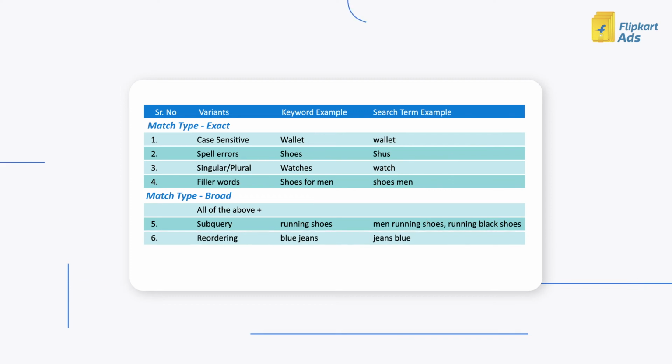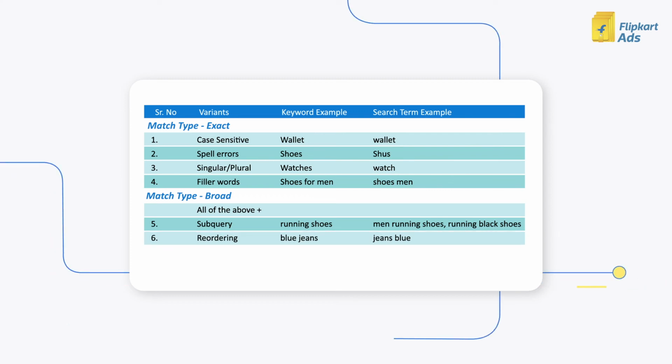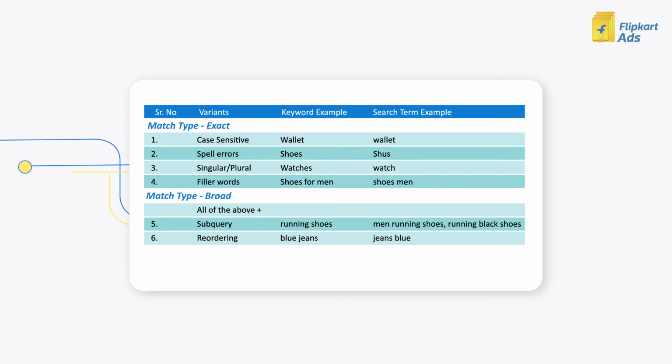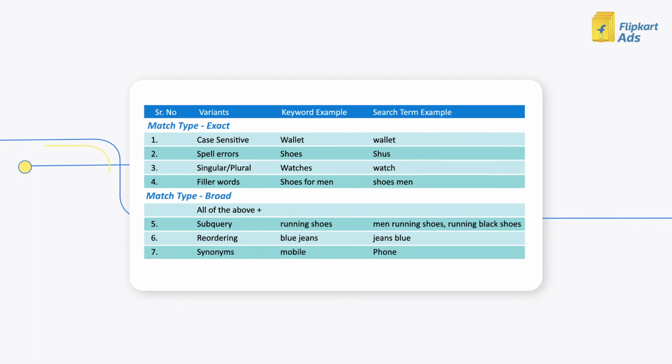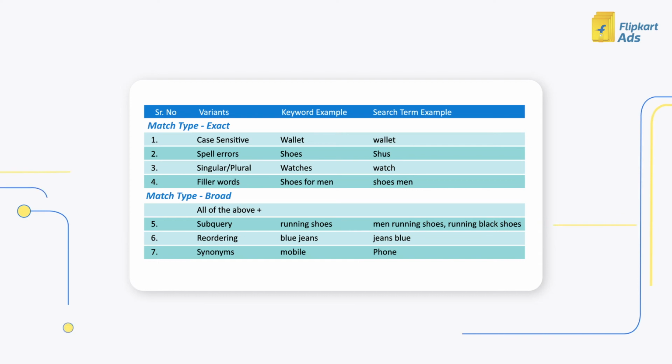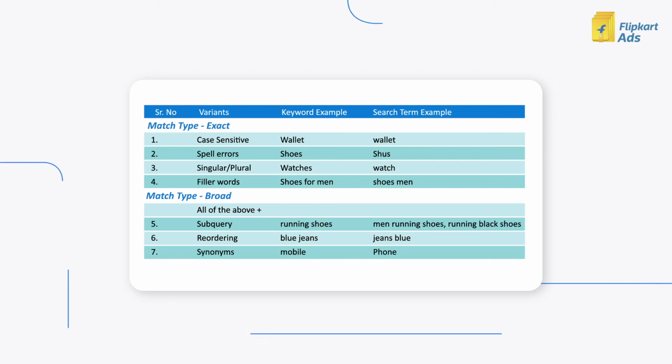Variant 6, reordering. Here the search terms include reordering of individual words in a targeted keyword. Example, for targeted keyword blue jeans, search term would include jeans blue also. Variant 7, synonyms. Here, synonyms of the targeted keyword are also included in the search term. Example, for targeted keyword mobile, search term would also include phone.